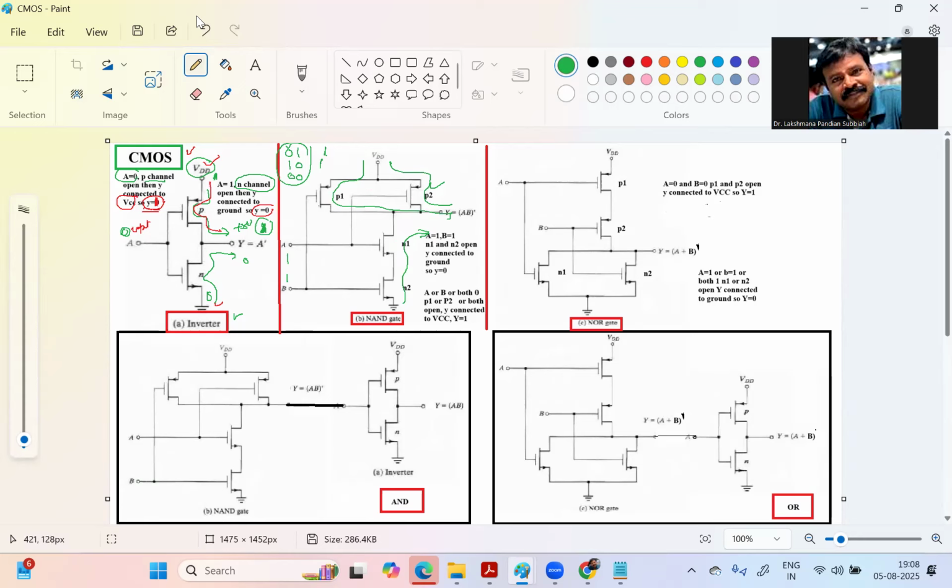If both are 0 0, then P1 is open and P2 is open, and both are connected with VDD, so we get VDD as 1. So we get 1. If both are 1 1, then P1 and P2 are closed, then N1 is open and N2 is open. Now the output is connected with ground. So we get 0.